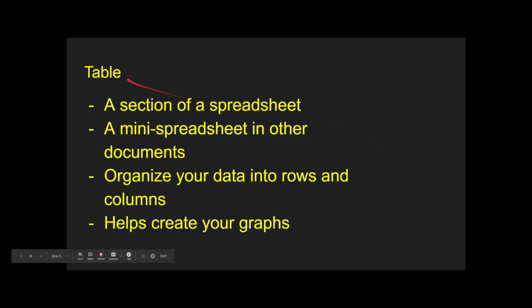So this is what a table is. I'm splitting this off because tables can be one of two things. A table can be one section of a spreadsheet, just one thing that we're really focusing on. But it can also be a mini spreadsheet that you can put into other documents.